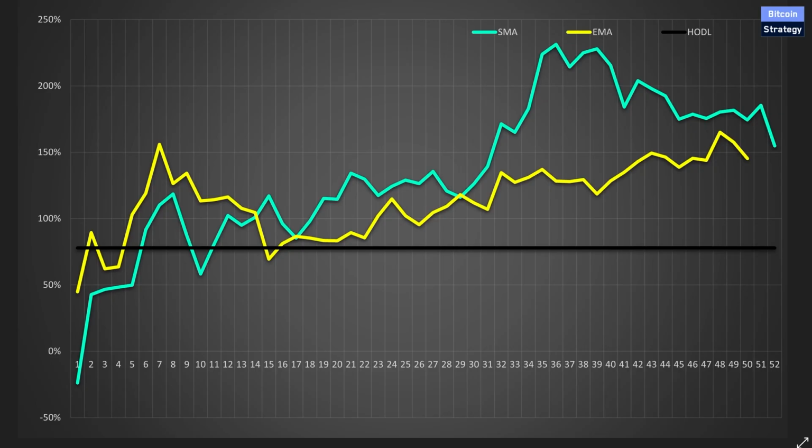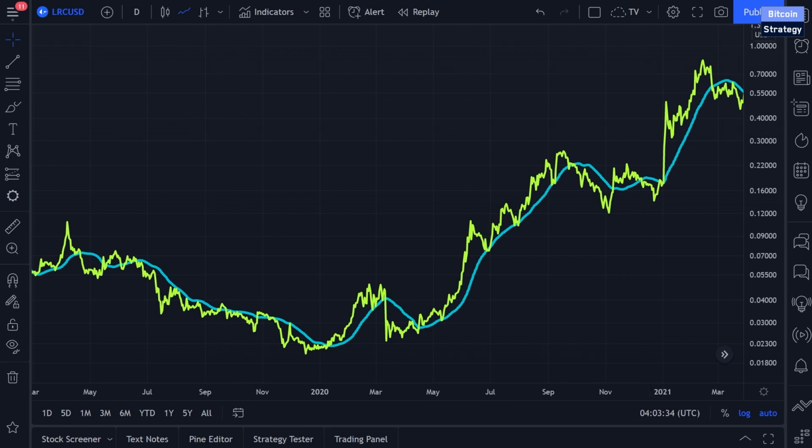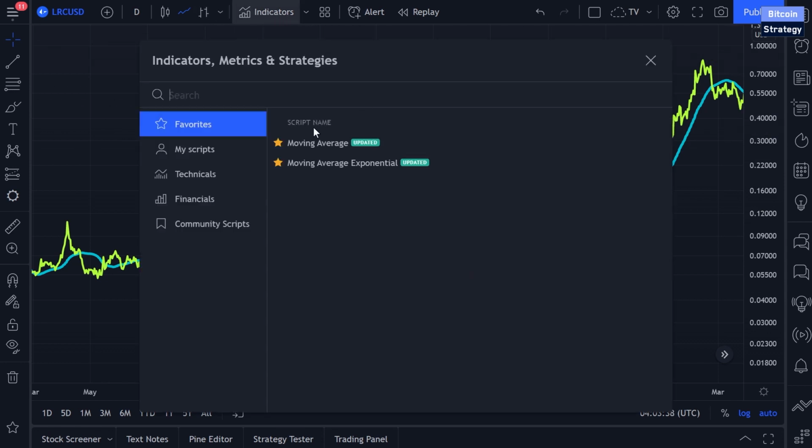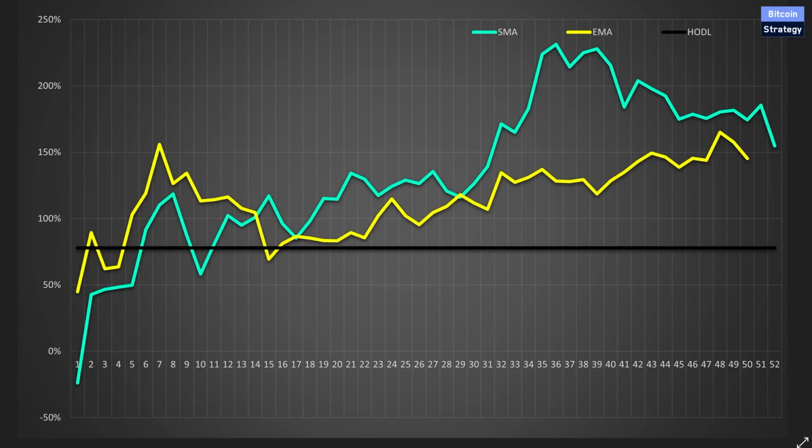Without stretching the content too much, without going into too much fluff talk, this is the result of the backtest. I have backtested both the simple moving average and the exponential moving average, so we can find out what's actually working better in practice. When you go to tradingview.com and click on indicators, you can add either, right? You can add the moving average or the moving average exponential. They are slightly different in that the exponential moving average weights the recent data a bit more. It has a recency bias to a certain degree.